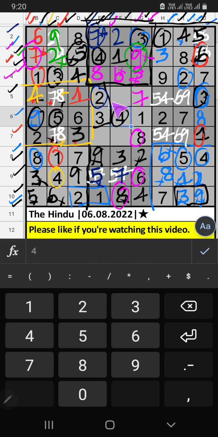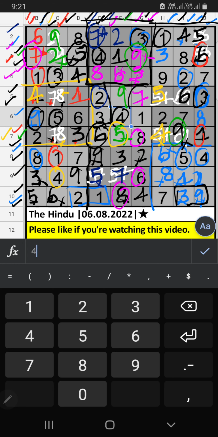Column E, only 1 number is remaining, 6 is confirmed here. Seventh row, we have 6, so 6 can't come in the cell. 6 is confirmed here. Then 9 is here. Column E, 2 numbers are remaining, 5 and 9. Seventh row, we already have 9, so 9 can't come in the cell. 9 is confirmed here. Then 5 is here. Seventh row, we have 5, so 5 can't come in the cell. 5 is confirmed here. Then 4 is here.